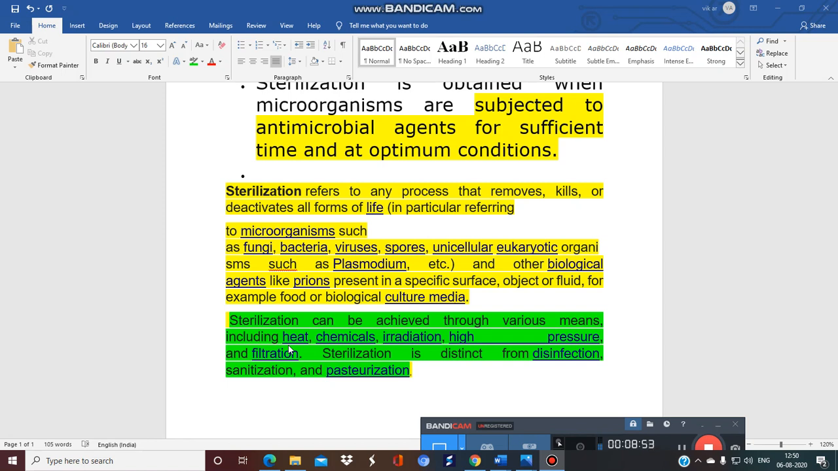And how is it achieved? It is achieved by using various methods, and we have covered them: physical, chemical, and the combination of physical and chemical, that is the physico-chemical methods. So I hope you have a brief overview of unit number 2, that is, the topic of sterilization methods. We will cover each and every method in the next video tutorial.